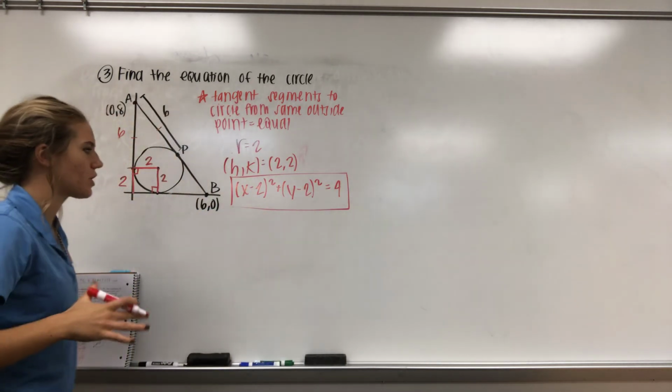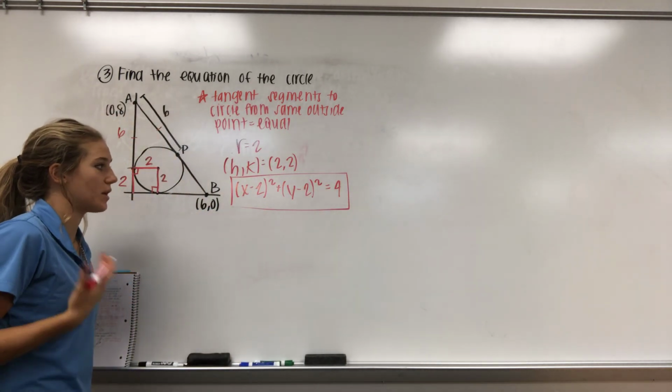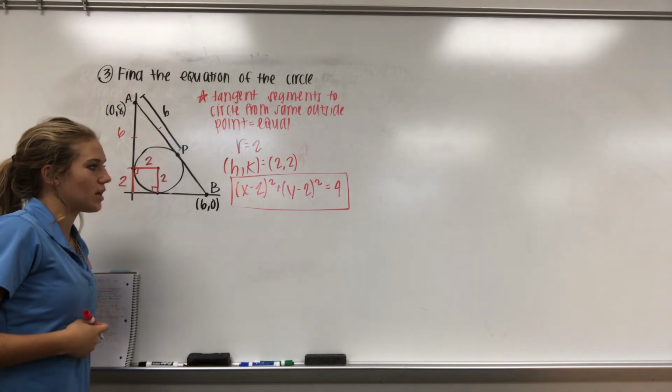So our final answer for this problem is (x minus 2) quantity squared plus (y minus 2) quantity squared is equal to 4.